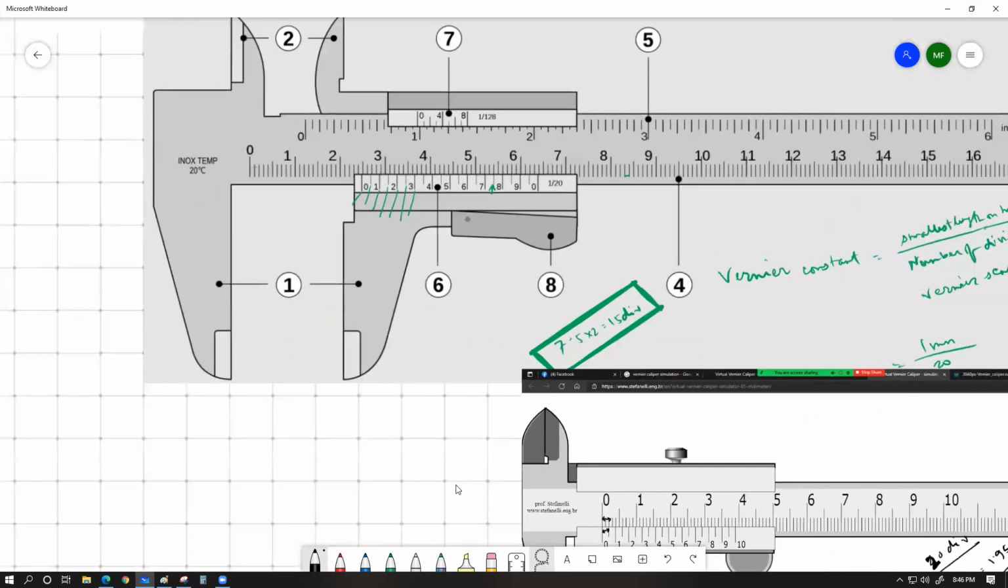The formula for measuring total length is like this. The total length that is always measured either by Vernier calipers or by micrometer screw gauge is given by main scale reading, which I'm going to write in short form. You have the long forms in your book, so don't worry. Plus the special scale reading.